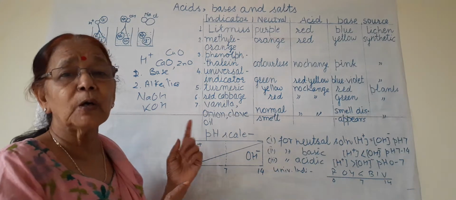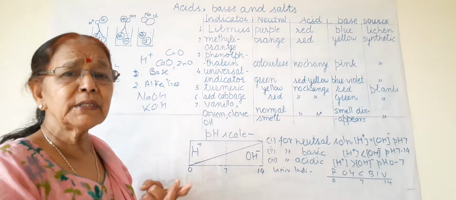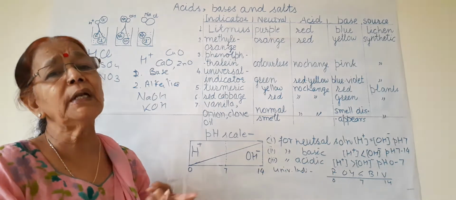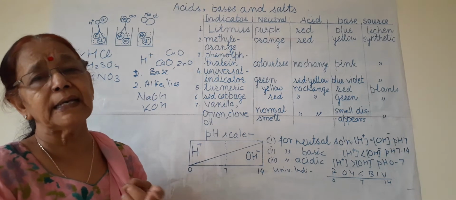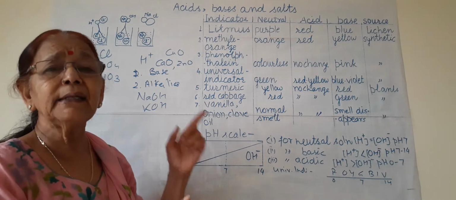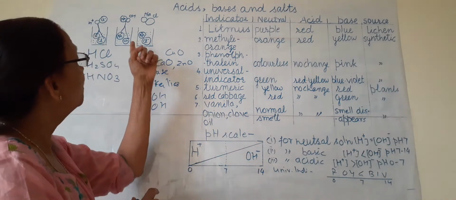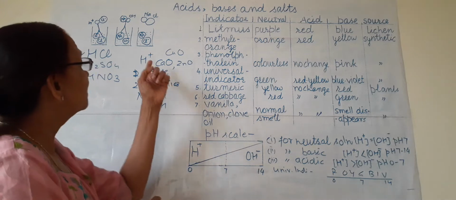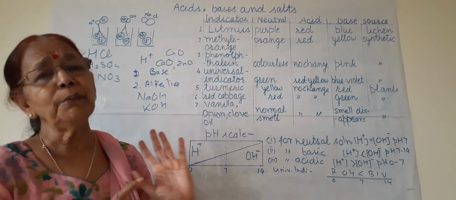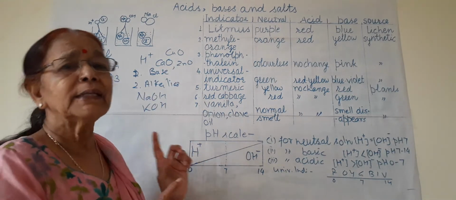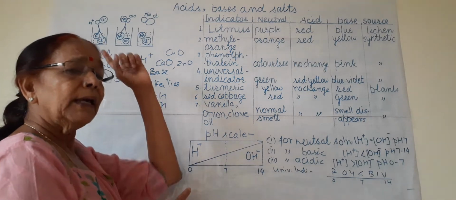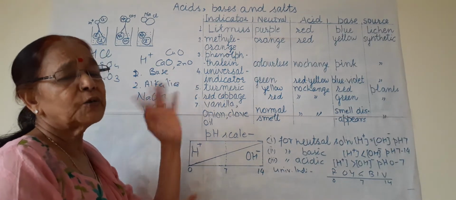And these salts are ionic compounds. They dissociate in water and form cations and anions. They can conduct electricity also. So alkalis form OH, and only simple bases do not form OH in water. These are single liners for acids, bases and salts.